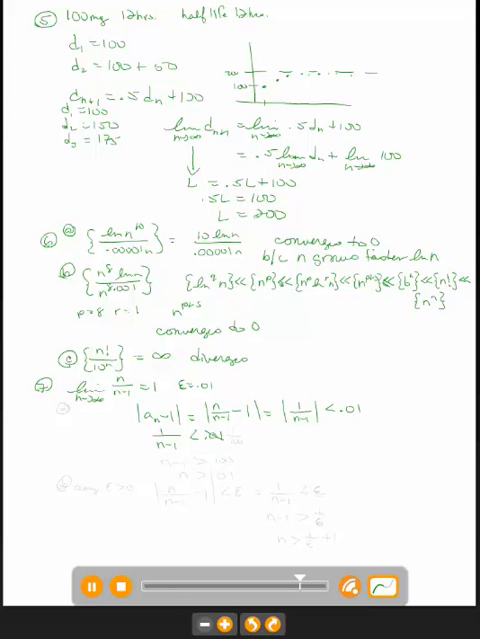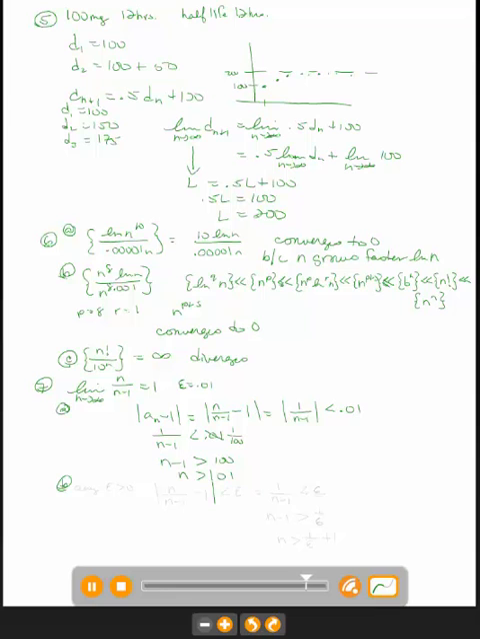which I don't want to write like that. I want to write it as 1 over 100, because we have a rule that says we can flip the whole inequality over, but when we do that, it flips this. And then this would be 100, and so when I add the 1, n has got to be greater than 101. So that was part A.